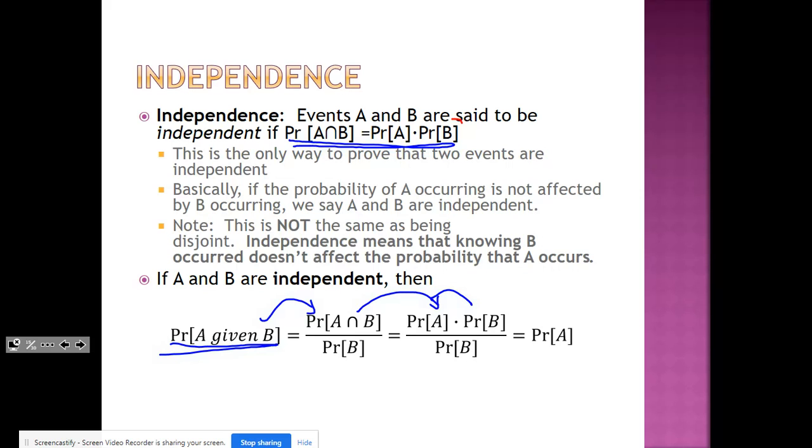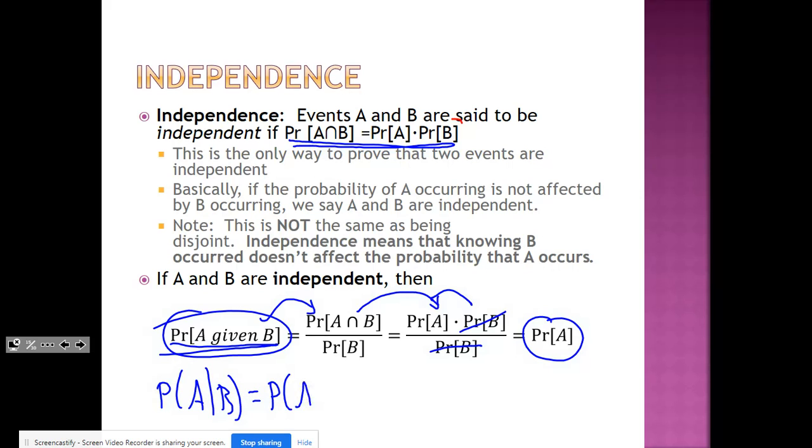So if we look at that, what happens to the B's? Those cancel, right? This multiplication. So notice what we end up with. If they're independent, then the probability of A given B is just the same as the probability of A. Again, if they're independent. So if we know they're independent, A given B is just A.